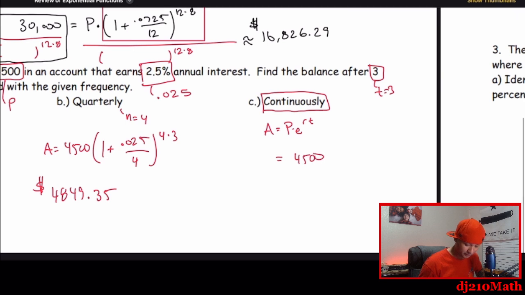Okay, so filling in what we know is going to be 4,500 times, right, that's our P-value, e, which is a function in the calculator. The rate is the exponent, 0.025 times t, which is 3. So this is specifically continuously. When it says continuously, this is what you've got to use. Like, don't try to use something else because it ain't gonna work.